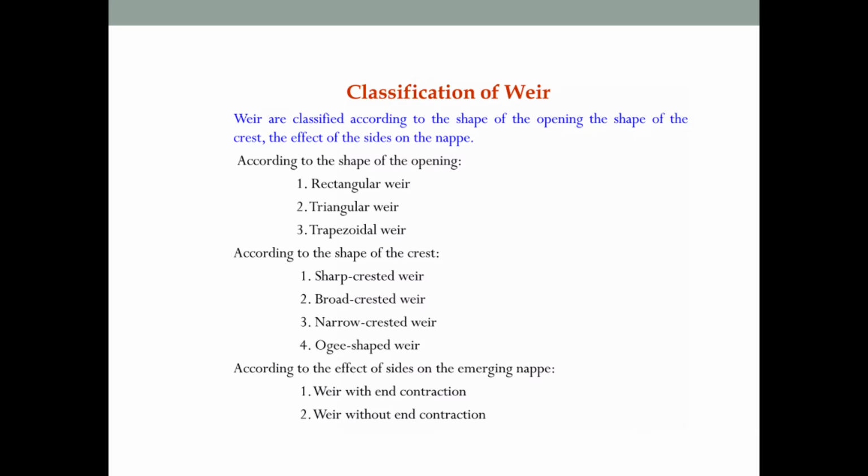As in the case of a notch, we have rectangular, triangular and trapezoidal weirs. According to the shape of the crest, we can have sharp-crested, broad-crested, narrow-crested, and OG-shaped weirs. Normally you go for sharp, broad and narrow. According to the sides of the emerging nappe, it can be a weir with end contractions and also a weir without end contraction. Normally in this topic we will learn more about the types based on shapes only.